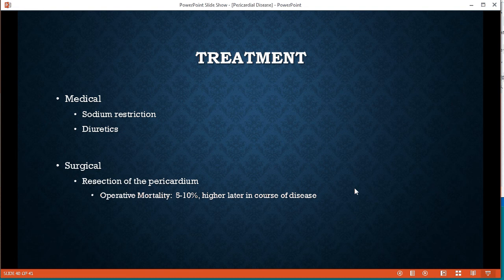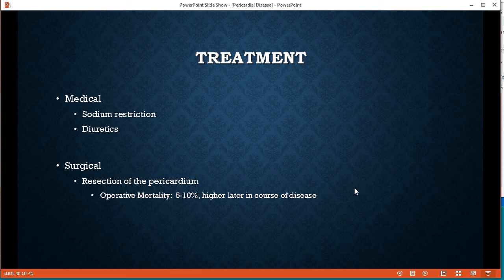So what's the treatment for constrictive pericarditis? Medical treatment is going to involve sodium restriction and diuretics, and the reason is that may help with excess fluid that you may be worried about. The more definitive treatment that would be important to know is that because it's a constrictive chronic pericarditis scenario, resection of the pericardium may be necessary.